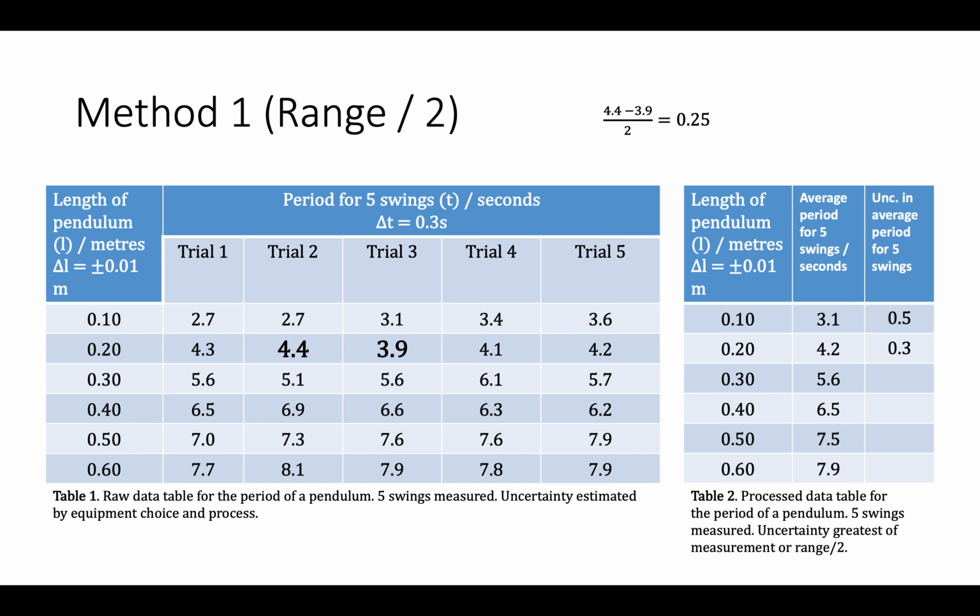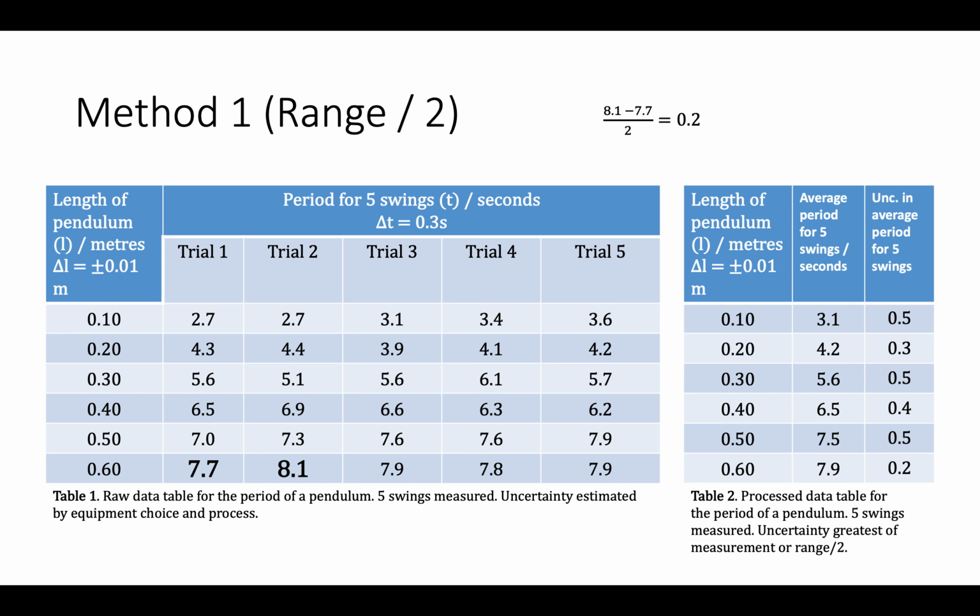For the second row, 4.4 minus 3.9 is a 0.5 range, divided by 2 is 0.25, round up to give me 0.3. 6.1 to 5.1 is a whopping 1 second of difference, divided by 2 gives me 0.5. 6.9 minus 6.2 is 0.7, divided by 2 you get 0.35, round that up you get 0.4. 7.9 minus 7.0 is 0.9, divided by 2, 0.45, round that up we get 0.5. And my last row is a bit more consistent. 8.1 minus 7.7 is 0.4, divided by 2 you get 0.2, so I write down 0.2.